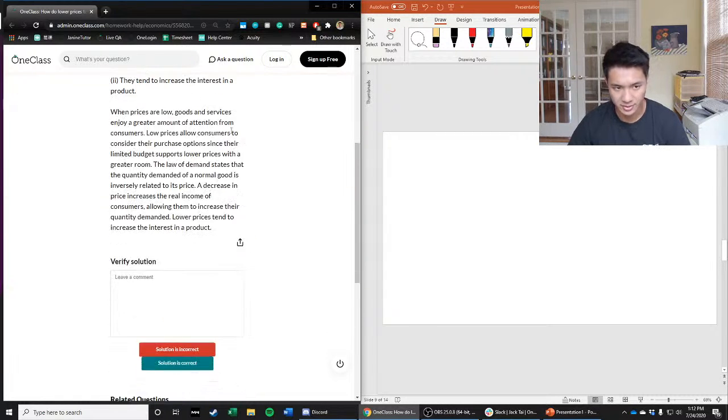Let's take a look at the previous year's answer. They also said two. And they said that when prices are low, goods and services enjoy a greater amount of attention from consumers. Low prices allow consumers to consider more purchase options, since their limited budget supports lower prices with greater room. The law of demand tells us that the quantity demanded of a normal good is inversely related to its price. Decreasing price increases the real income of consumers, allowing them to increase their quantity demanded. Lower price tends to increase the interest in a product. Yeah, so that's a good way of looking at it. And we'll mark that as correct.